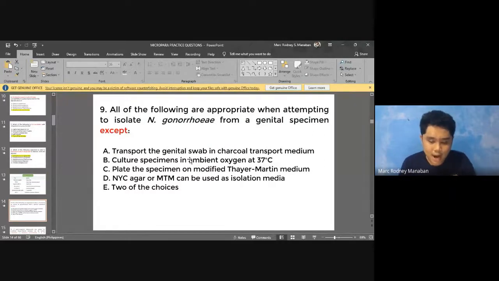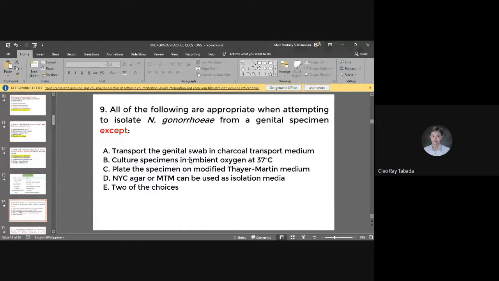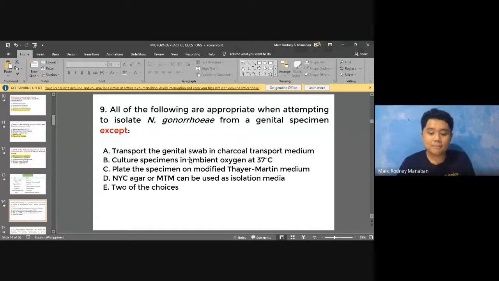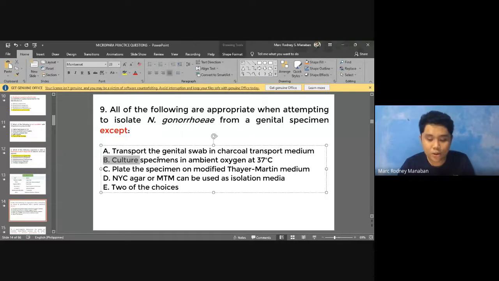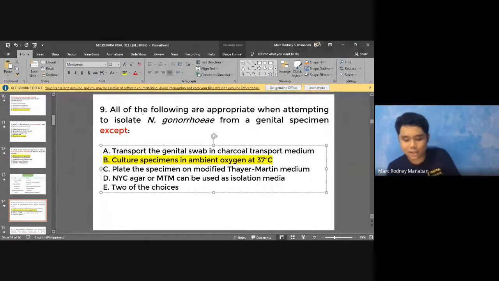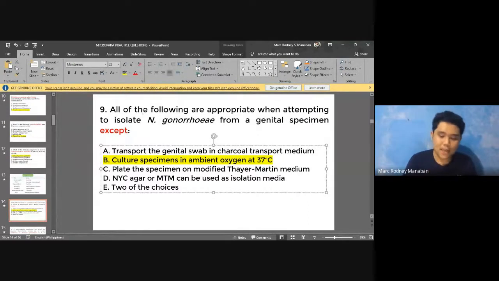All of the following are appropriate when attempting to isolate Neisseria from a genital specimen except, the answer is B. Oxygen at 37. Very good. Letter B, because take note that N. gonorrhoeae is a capnophile. Carbon dioxide. Yes, it is a capnophile. Very good. Okay, that's correct. Letter B. The rest are fine.